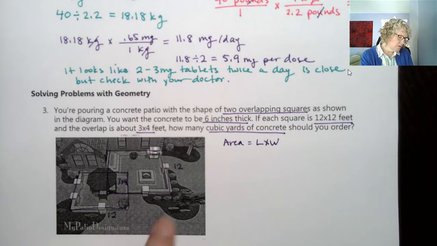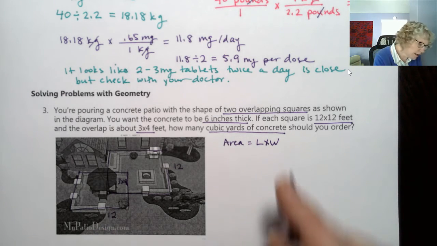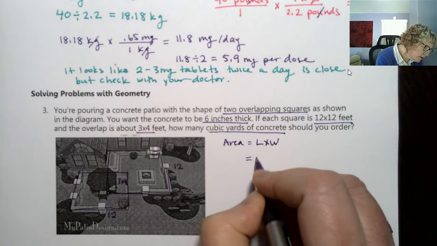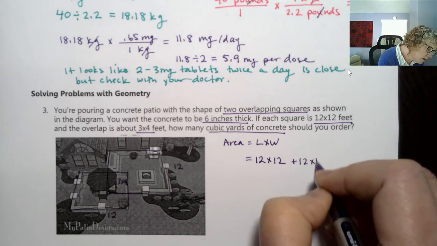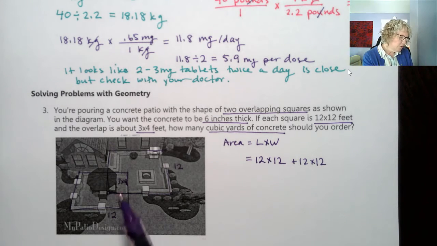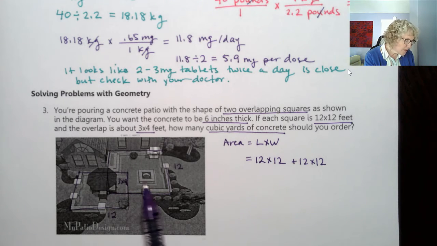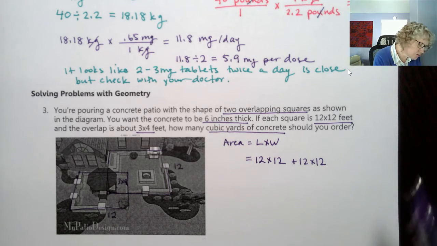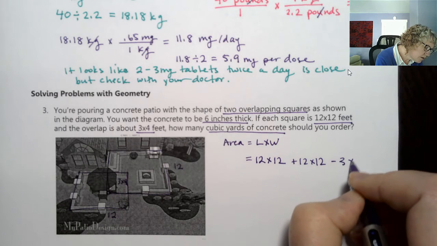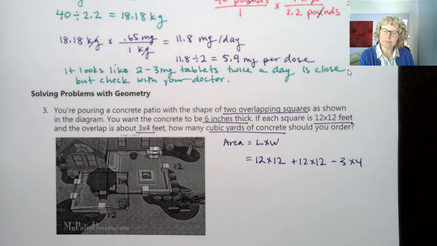Okay, so that's for each square, but we're going to add some together, right? We have a 12 by 12 square, so I'm going to add that 12 by 12, and then we have another 12 by 12. But we don't want this 3 by 4 section twice, right? It's all one level. We're just estimating the area using these 2 shapes, but we need to take away this part because we don't want to order that twice. We don't want that extra. So we're going to subtract the 3 by 4 rectangle.